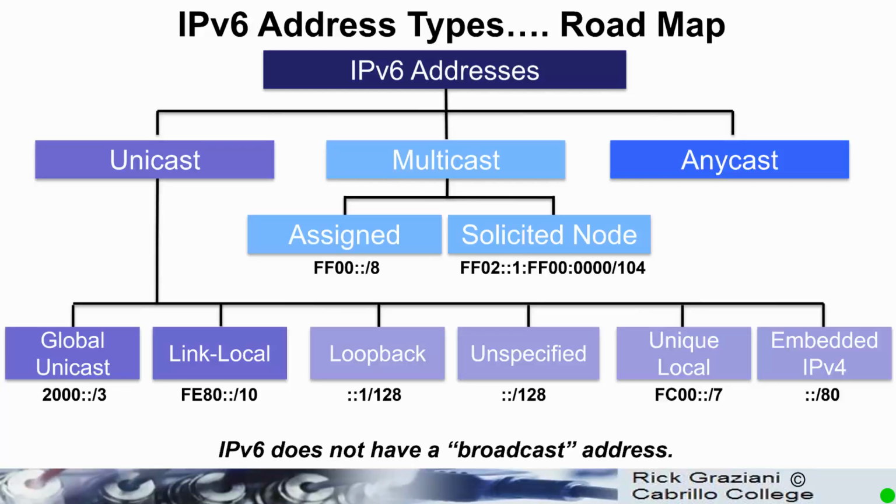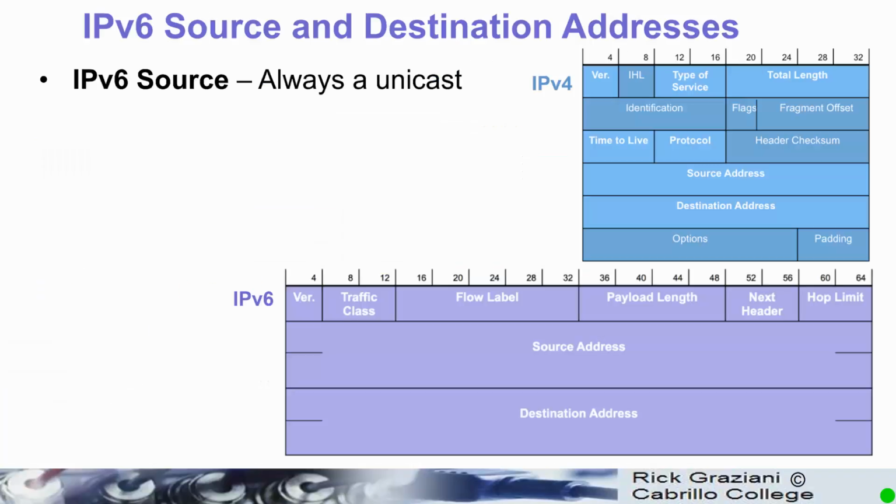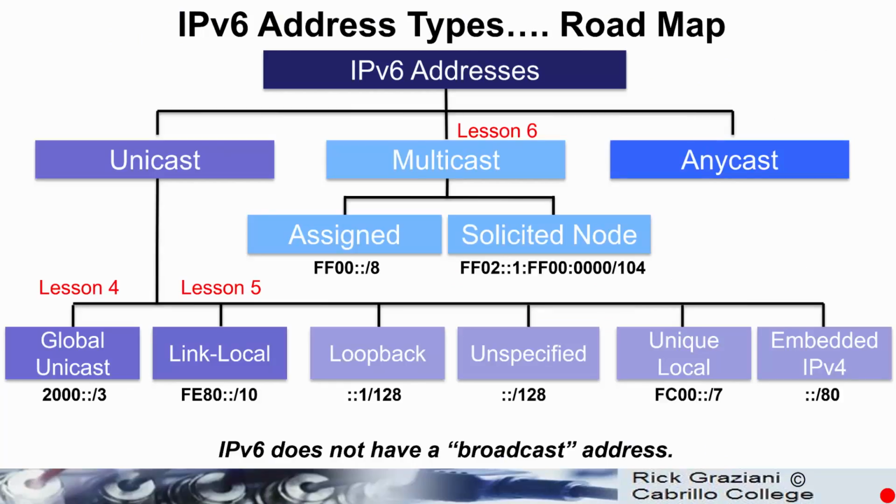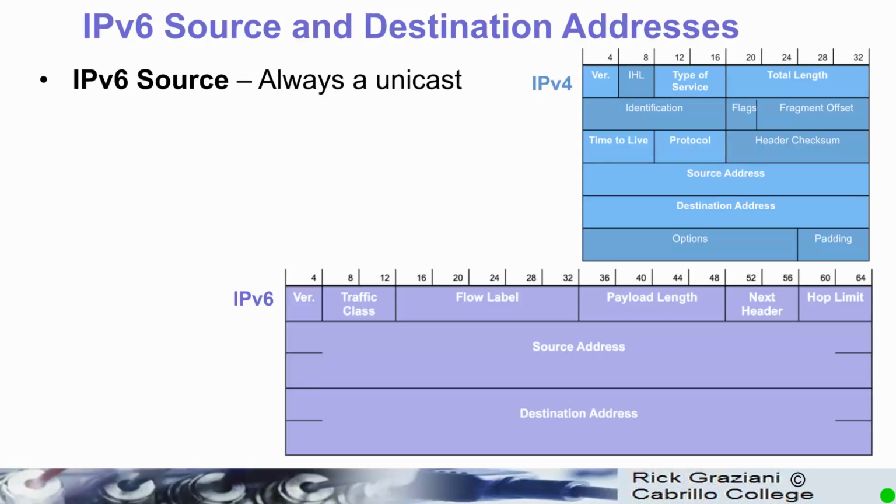And we have an Anycast, because again, IPv6 doesn't do a broadcast. So we're talking about one to many. We're talking Global Unicast next lesson, Link Local lesson 5, Multicast lesson 6. So there are more details on this. So again, IPv6 sources are always a unicast address. And here are, again, the packet headers.